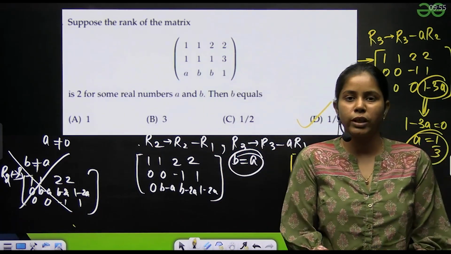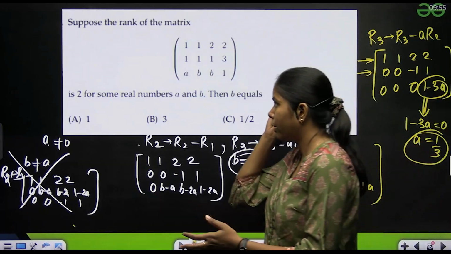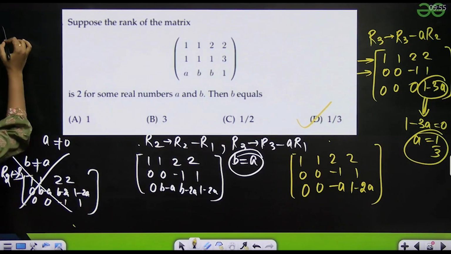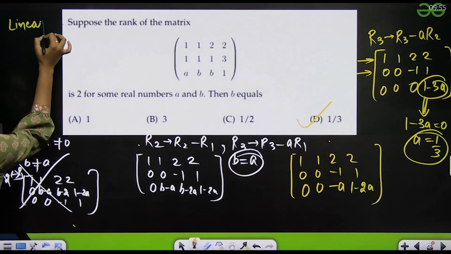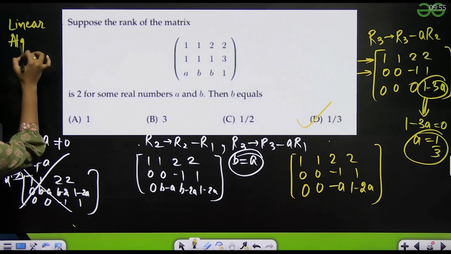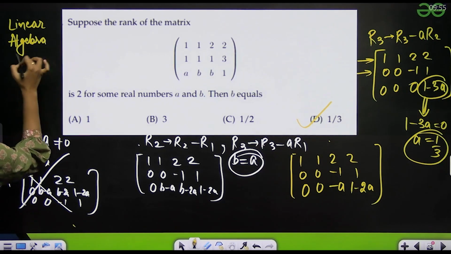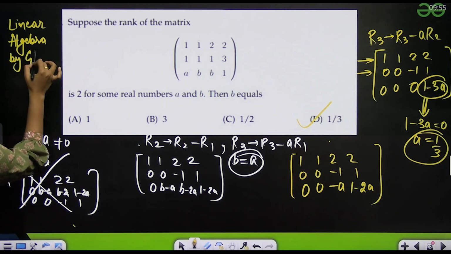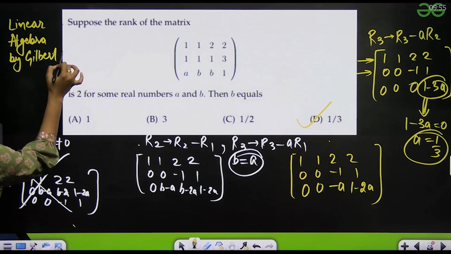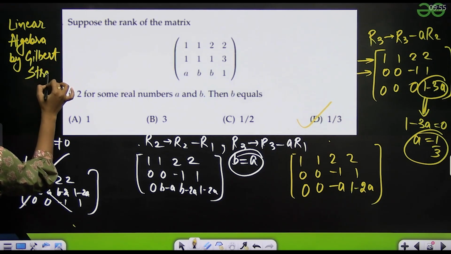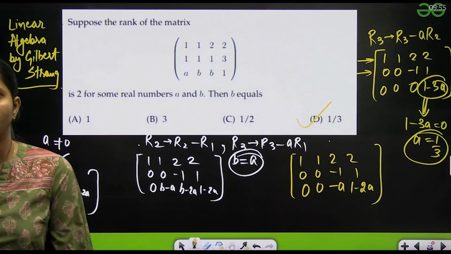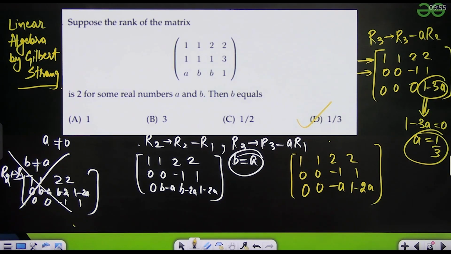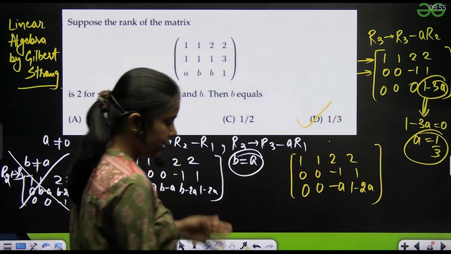Practice more questions. If you have to practice questions, you can just go through the book Linear Algebra by Gilbert Strang. And if you have any doubt or any confusion, just let me know in the chat section. We can discuss there as well.